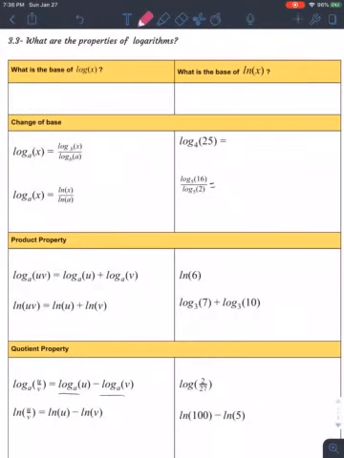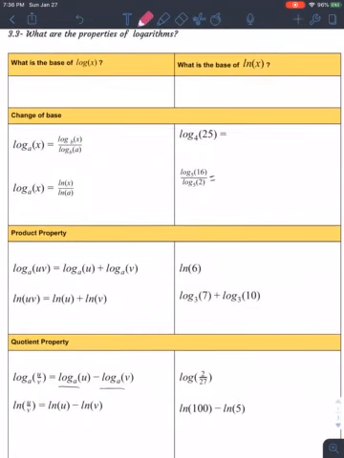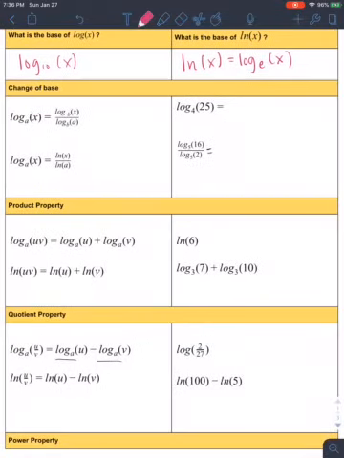Okay, we're going to look at properties of logarithms today. Probably this is a review. Okay, so log base what of x? This is log base 10 of x. Remember, 10 is an integer number. Ln of x is equal to the log base e of x. So just a reminder, those are from last week.